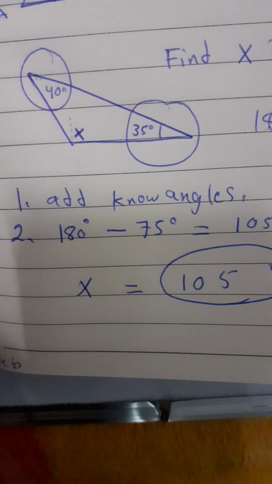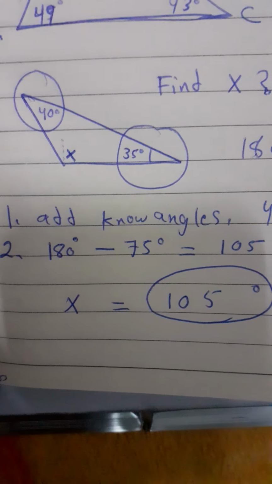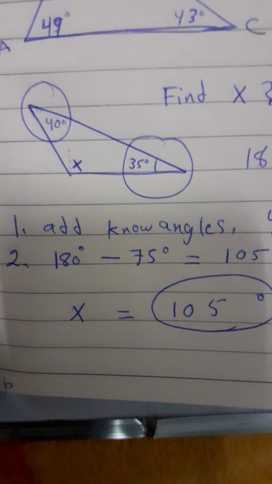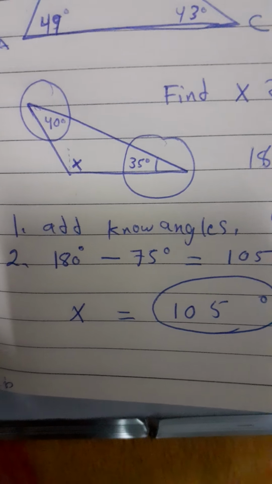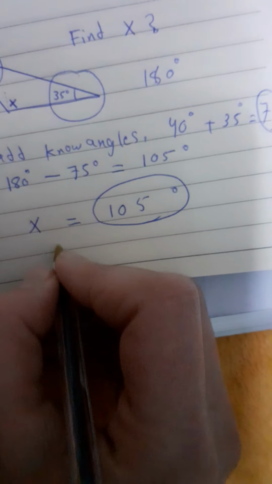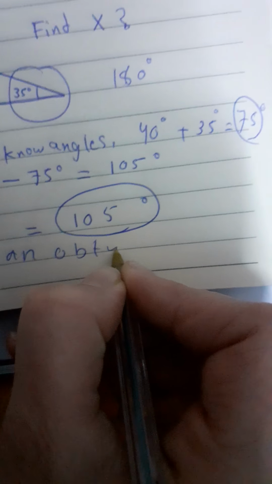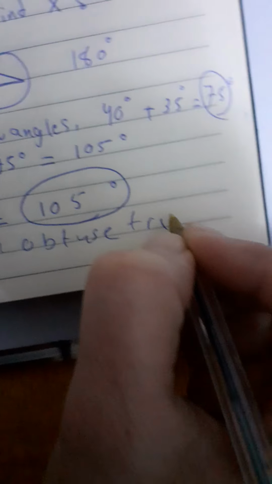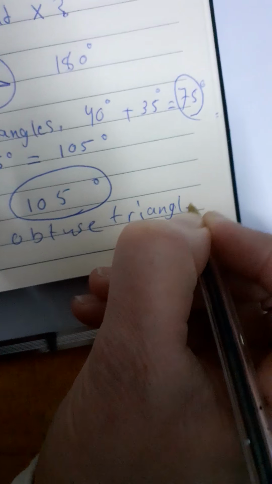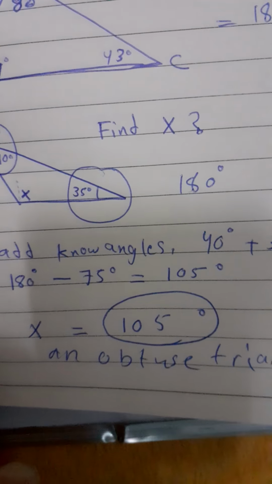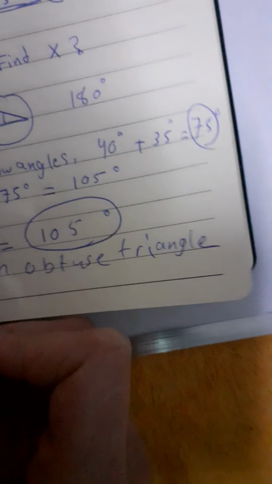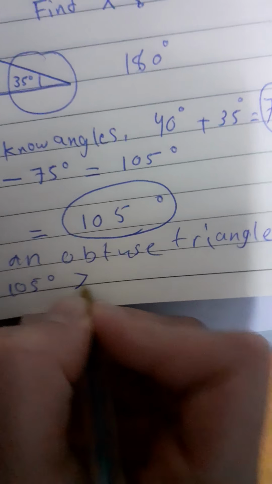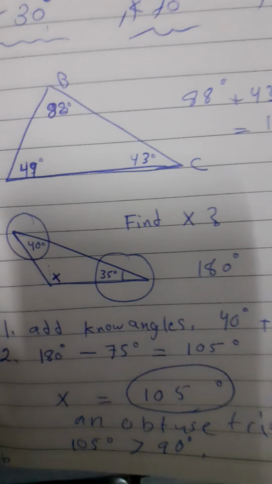And that gives us a hint of the type of this triangle. What do you think its type is? Excellent. It's an obtuse triangle, since it has an angle with a measurement greater than 90. So 105 degrees is greater than 90 degrees. That's why we call this triangle an obtuse triangle.